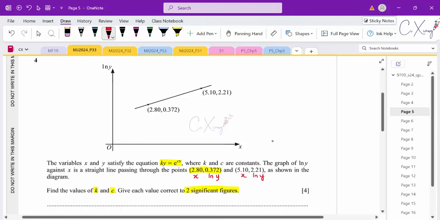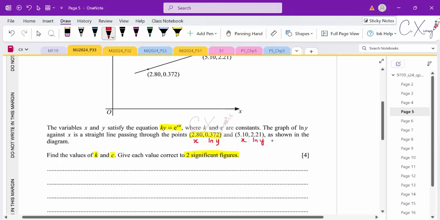Okay, then let's start, yeah. Okay, my equation looks like this: k y equals to e power cx. To make it into a linear equation, the only way that we can consider is to take ln or log both sides.